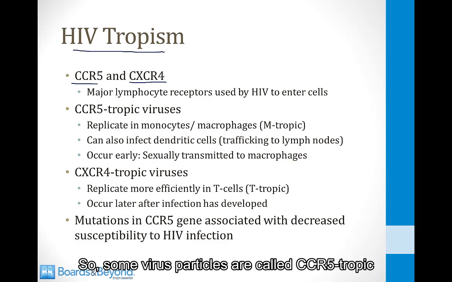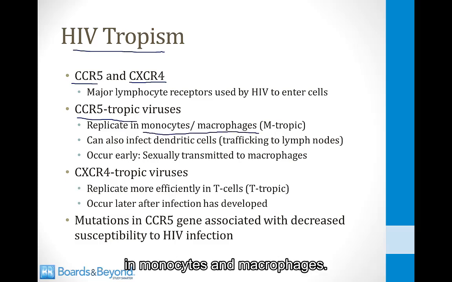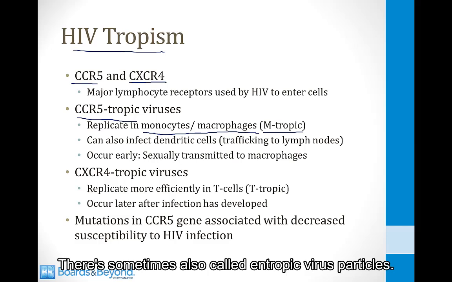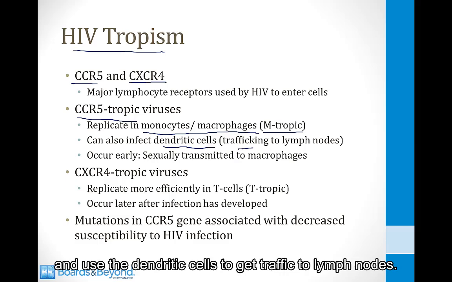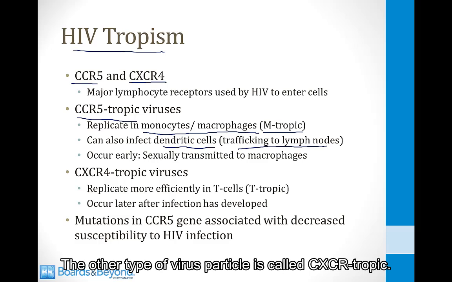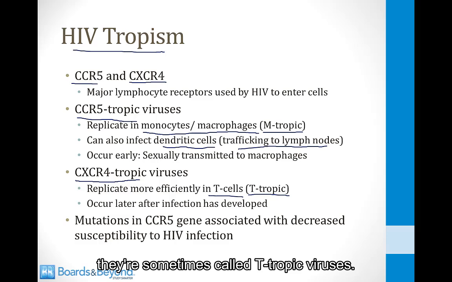So some virus particles are called CCR5 tropic, and these virus particles tend to replicate predominantly in monocytes and macrophages. They're sometimes also called M-tropic virus particles. CCR5 tropic viruses can also infect dendritic cells and use the dendritic cells to get trafficked to lymph nodes. The other type of virus particle is called CXCR4 tropic, and these types replicate more efficiently in T cells. They're sometimes called T-tropic viruses.